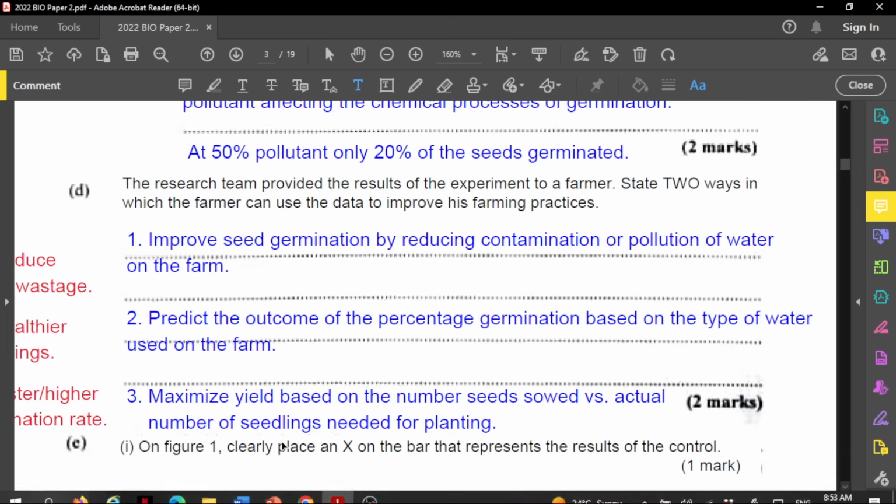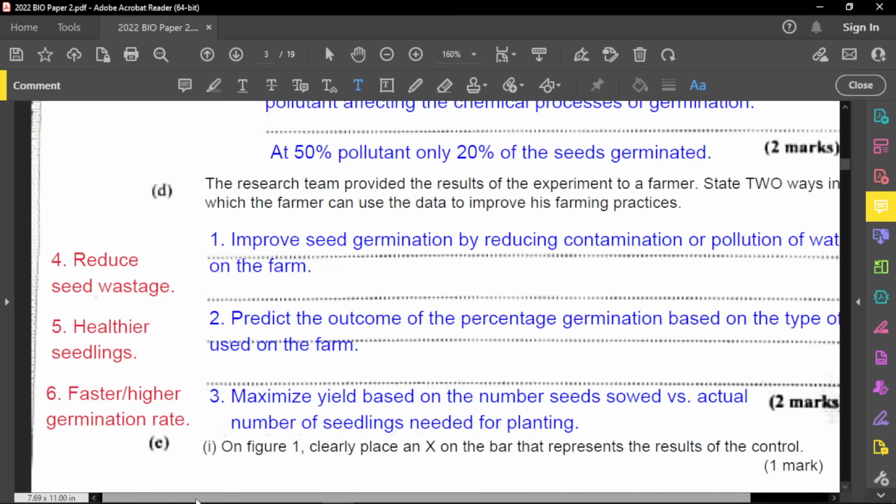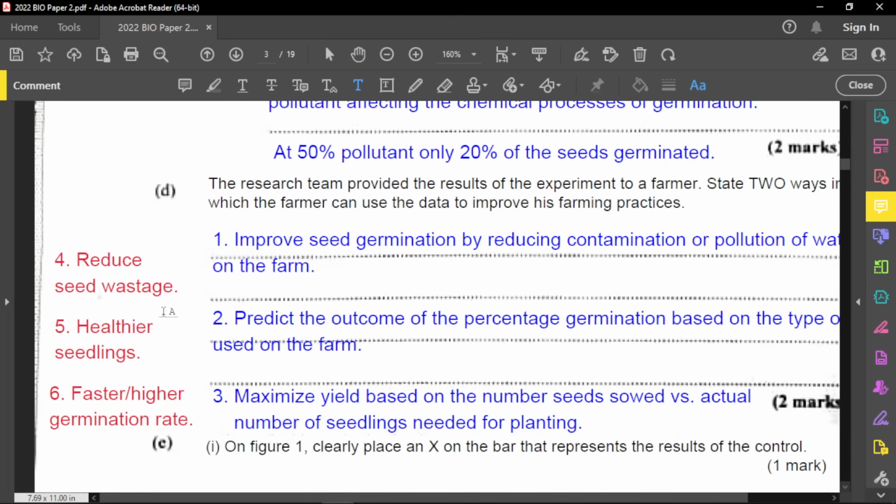Now, for the other points, which will be on the left right here, you can reduce seed wastage. And again, this is overlapping with number 3, but this is a way to answer the question precisely. You can also get healthier seedlings by reducing pollution of the water. You can also get a faster or higher germination rate by using pure, purified, or distilled water.